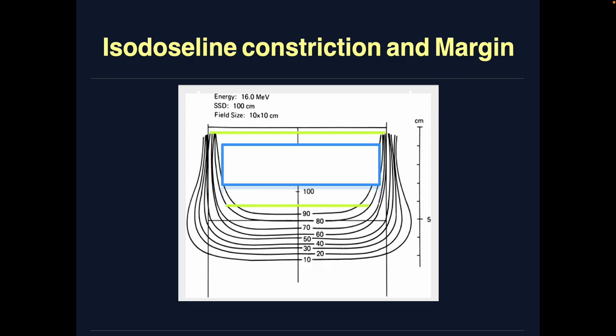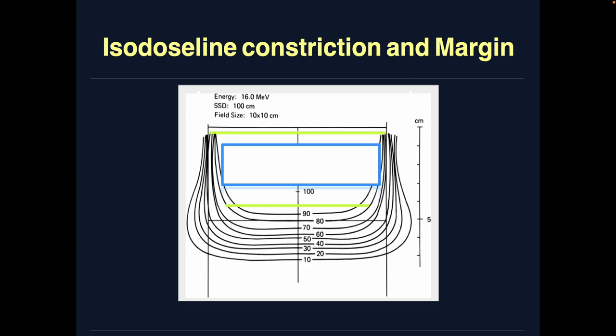And then you look at the light field and you see, oh, okay, this blue box is covered properly by my light field. But in fact, at depth, this blue box, which represents your tumor, is not covered properly by the 90% isodose line, because the 90% isodose line is constricting at depth. And so this is a very important phenomenon in electron beam therapy.